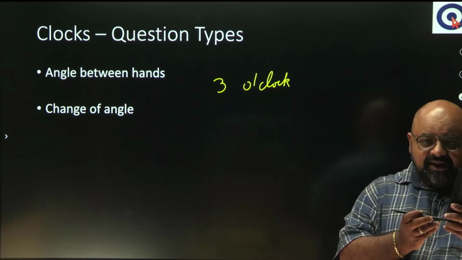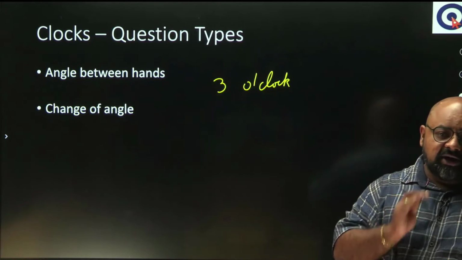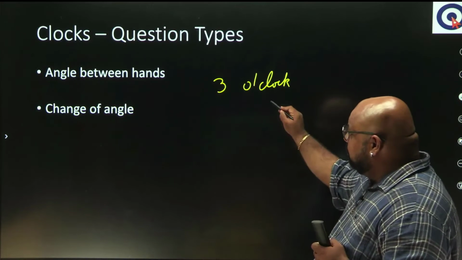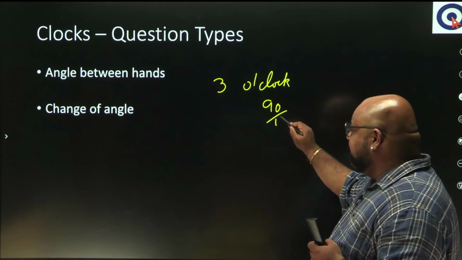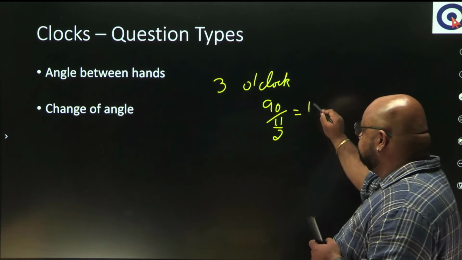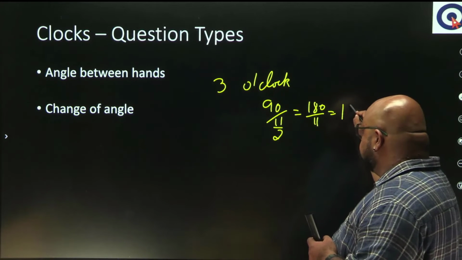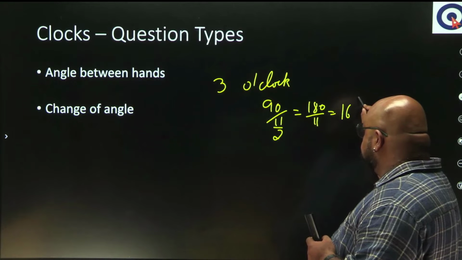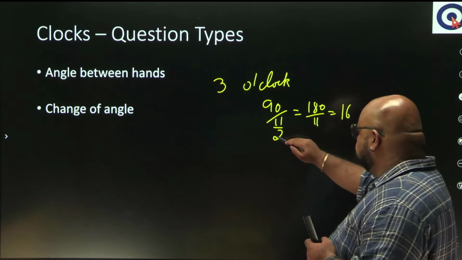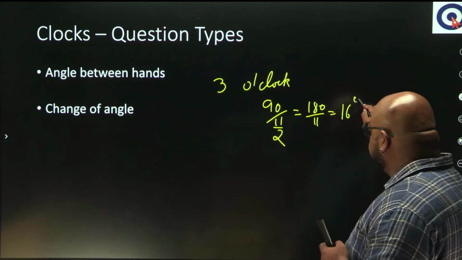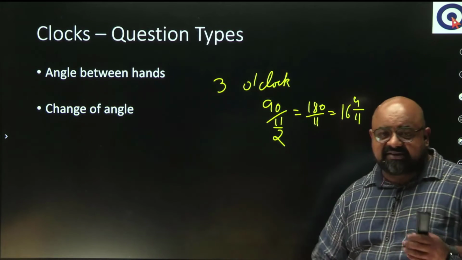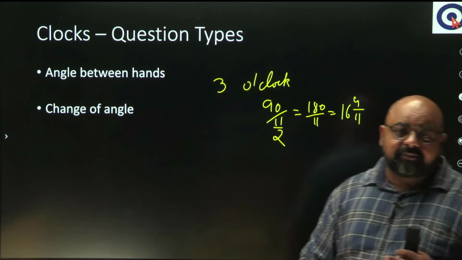You look at the starting angle and divide it by the relative speed. So at 3 o'clock the angle is 90, divide that by 11 by 2. 16, 4 by 11. So 3, 16, 4 by 11 is where the meeting happens.